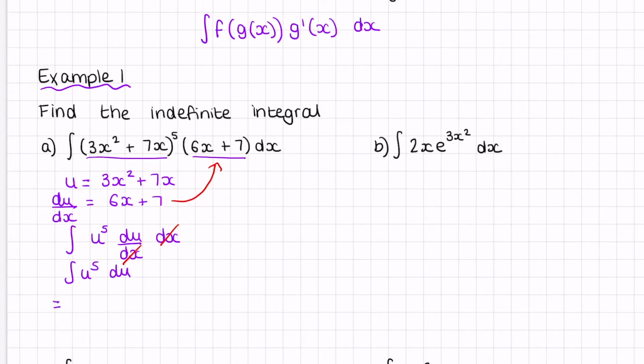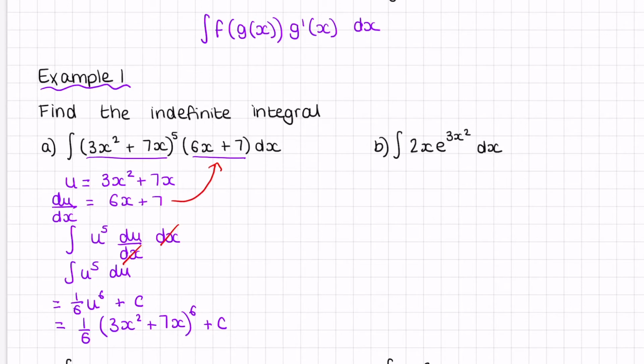So the integral of u to the power of 5 is 1 on 6, u to the power of 6 plus c, and then we can just sub in u again. So we'll have 1 on 6, (3x squared plus 7x), so replace u with what we defined u as at the start, to the power of 6 plus c. And that's integration by substitution.